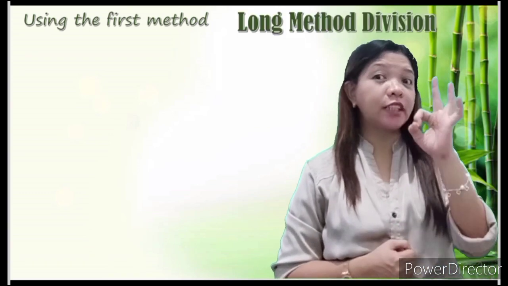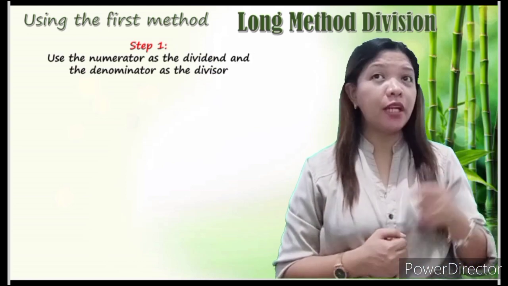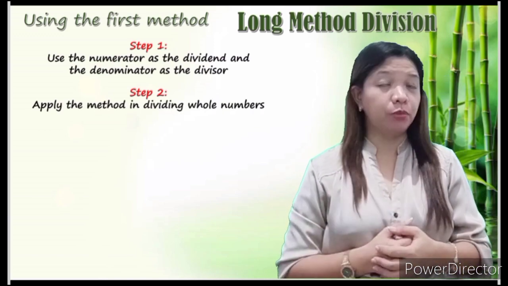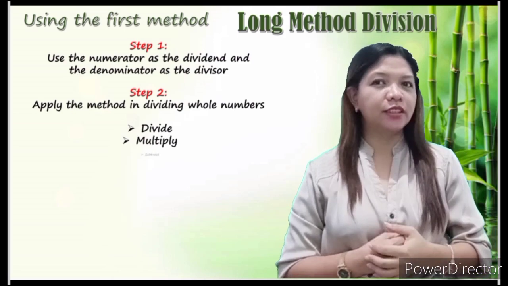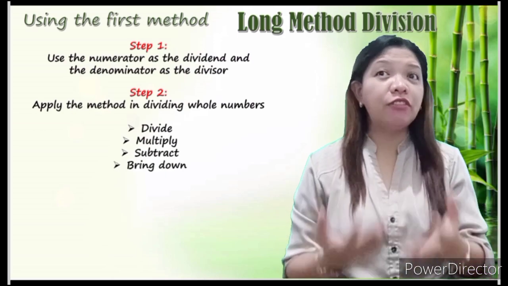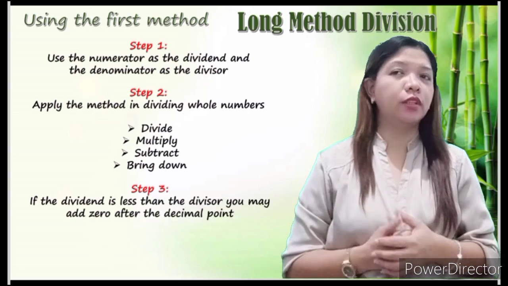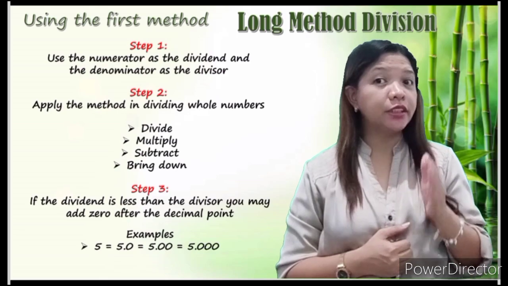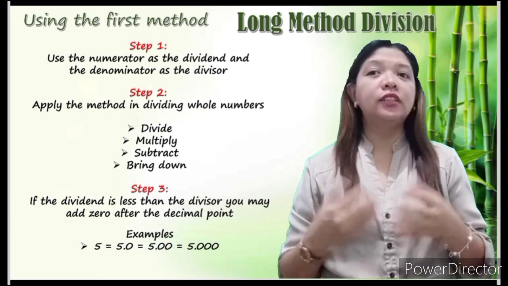Using the first method, which is the long division method, we have 3 steps. Step number 1, use the numerator as the dividend and the denominator as the divisor. Step 2, apply the methods in dividing numbers, such as divide, multiply, subtract, bring down. Step 3, if the dividend is less than the divisor, you may add 0 after the decimal point. Example, 5 is equal to 5.0 and it is equal to 5.00 and also 5.000. The value doesn't change.